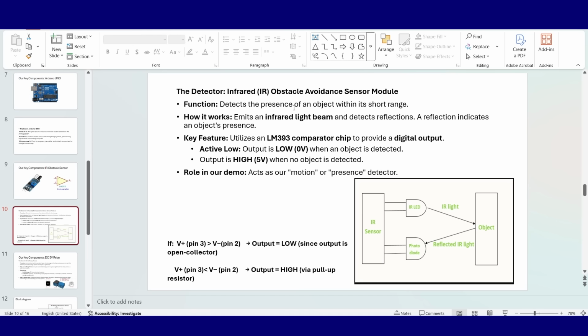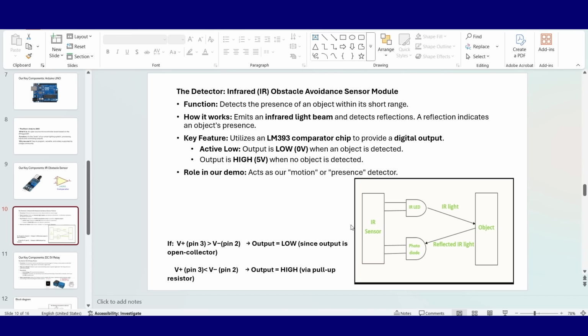How it works: it emits an IR beam and detects the reflections. As I discussed earlier, it has two LEDs, one transmitter LED and another receiver LED. The transmitter LED transmits the light, and when there is an object, the IR light reflects back, and that reflected IR is read by the other LED, which is called a photodiode, the receiver LED, the black one. That is fed into the comparator chip, and the output signal is sent to the Arduino board.